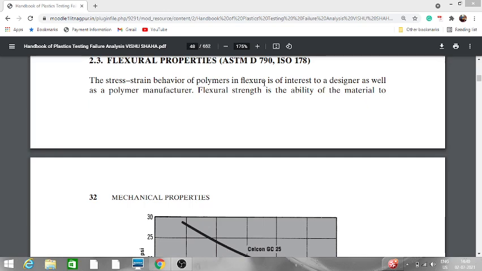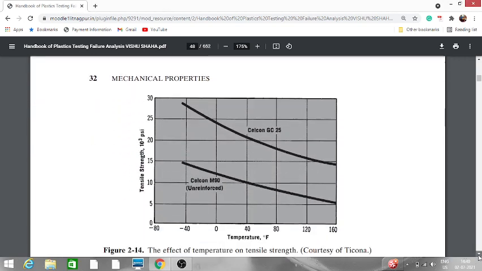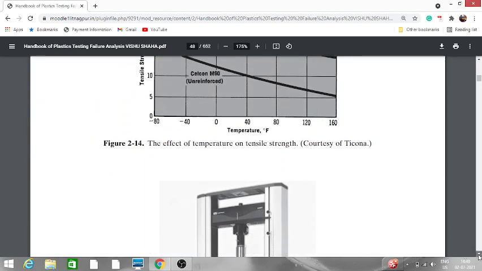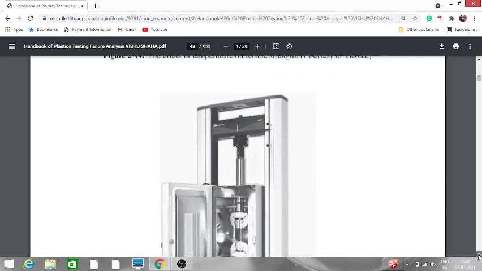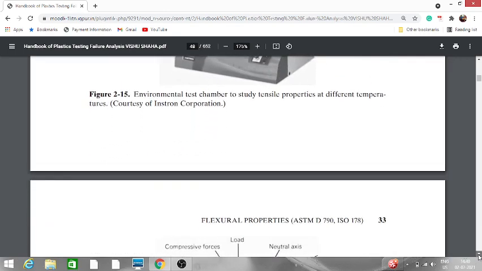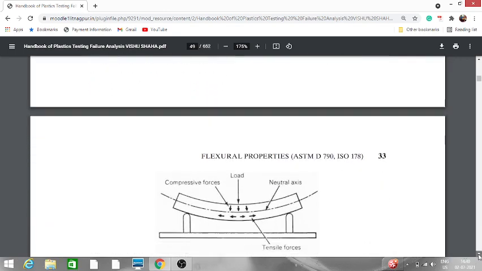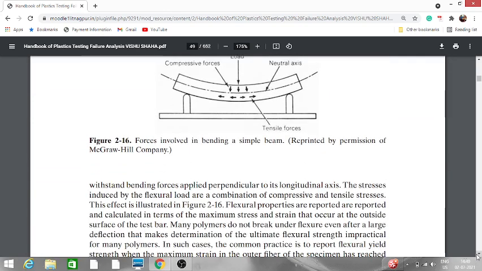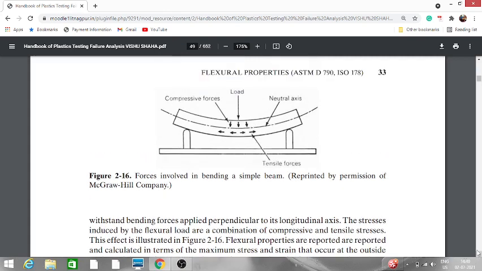Flexural strength measures the flexibility of a polymer. It is the ability of a material to withstand bending forces applied perpendicular to its longitudinal axis. So this is the longitudinal axis of the polymer and the load is applied exactly perpendicular to it.